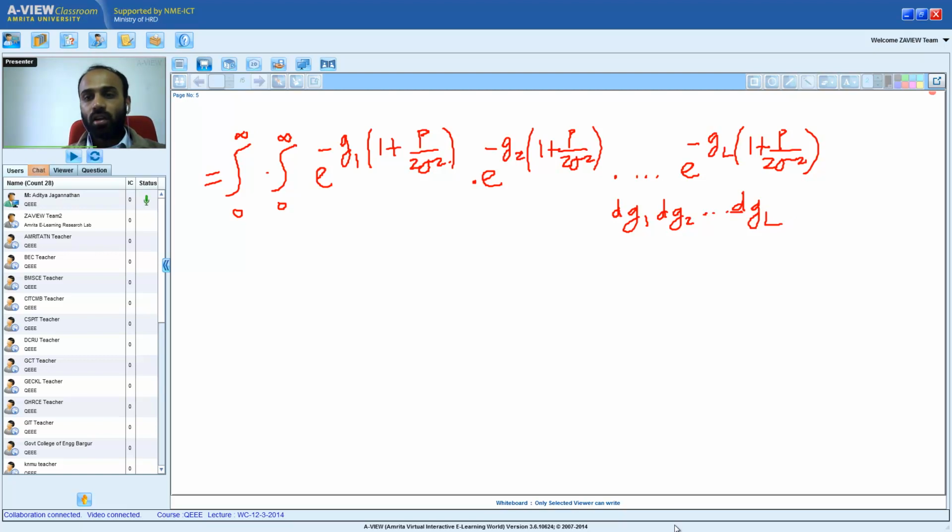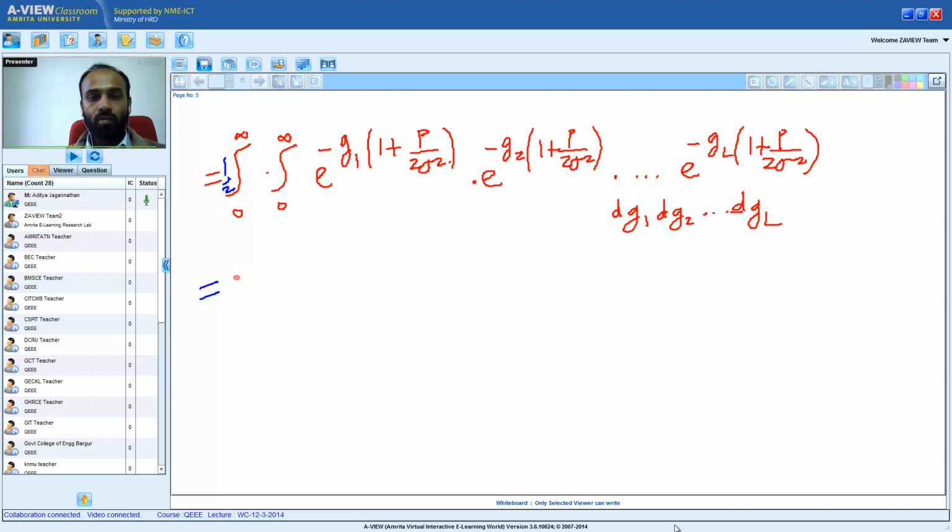So therefore what we get is e to the power of minus g1 into 1 plus p by 2 sigma square, e to the power of minus g2 into 1 plus p by 2 sigma square, and so on, e to the power of minus gL into 1 plus p by 2 sigma square, and so on, is equal to, until so on, and this is equal to, and therefore there is a factor of half also, correct? Thank you for pointing it out.